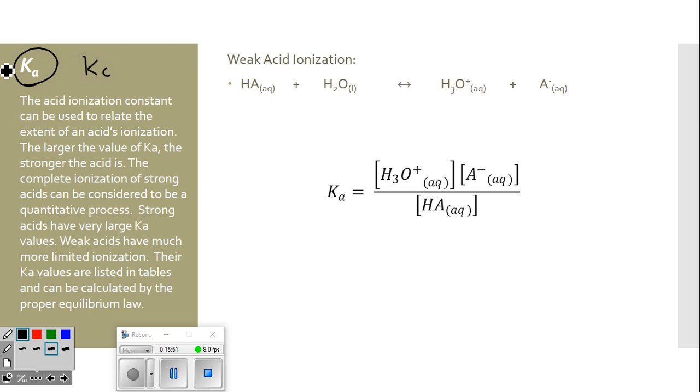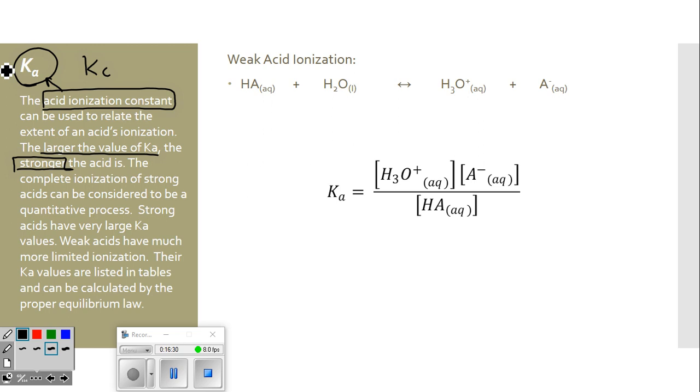So, essentially, what we're calculating here is the acid ionization constant. It's a value of K for the acid ionization reaction. So remember, K is just an equilibrium constant. Specifically, we're talking about acid ionization equilibrium, but it's just equilibrium. It's the same rules. So it's the acid ionization constant. That's what Ka is. It's there to tell us the extent of an acid's ionization. If Ka is larger, then the acid is stronger.